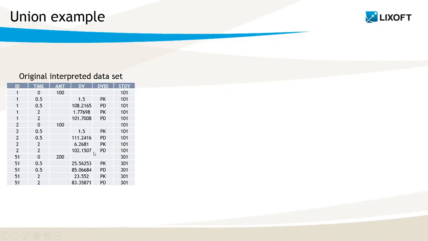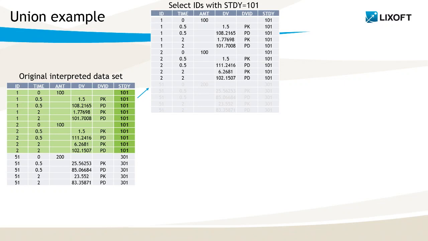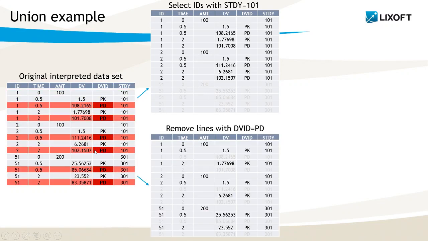I have put on the slides an extract of the dataset with three individuals, two from study 101 and one from study 301. I have displayed the interpreted dataset on which the filters will apply. Watch a previous video if you need a reminder on this point. The first filtered dataset selects IDs with study equal to 101 and creates the following intermediate dataset. The second filter removes the lines with DVID equals PD and creates the following dataset.